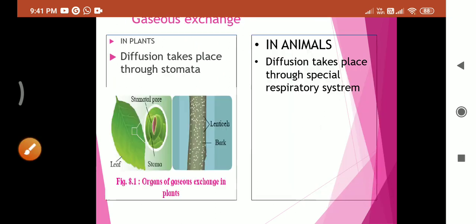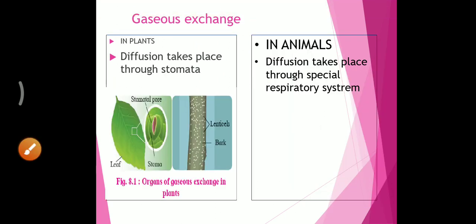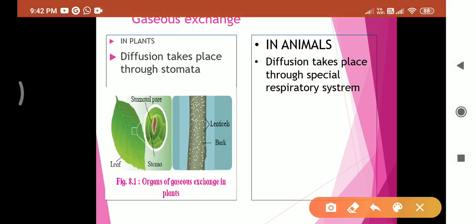So let's move on to the next slide. In this slide you can understand about gas exchange in plants. The shape and structure of plants facilitate gas exchange by diffusion. In this picture you can see that plants also have a respiratory system and respiratory surface. Terrestrial plants and aquatic plants are different, but the gas exchange is done with the help of diffusion.